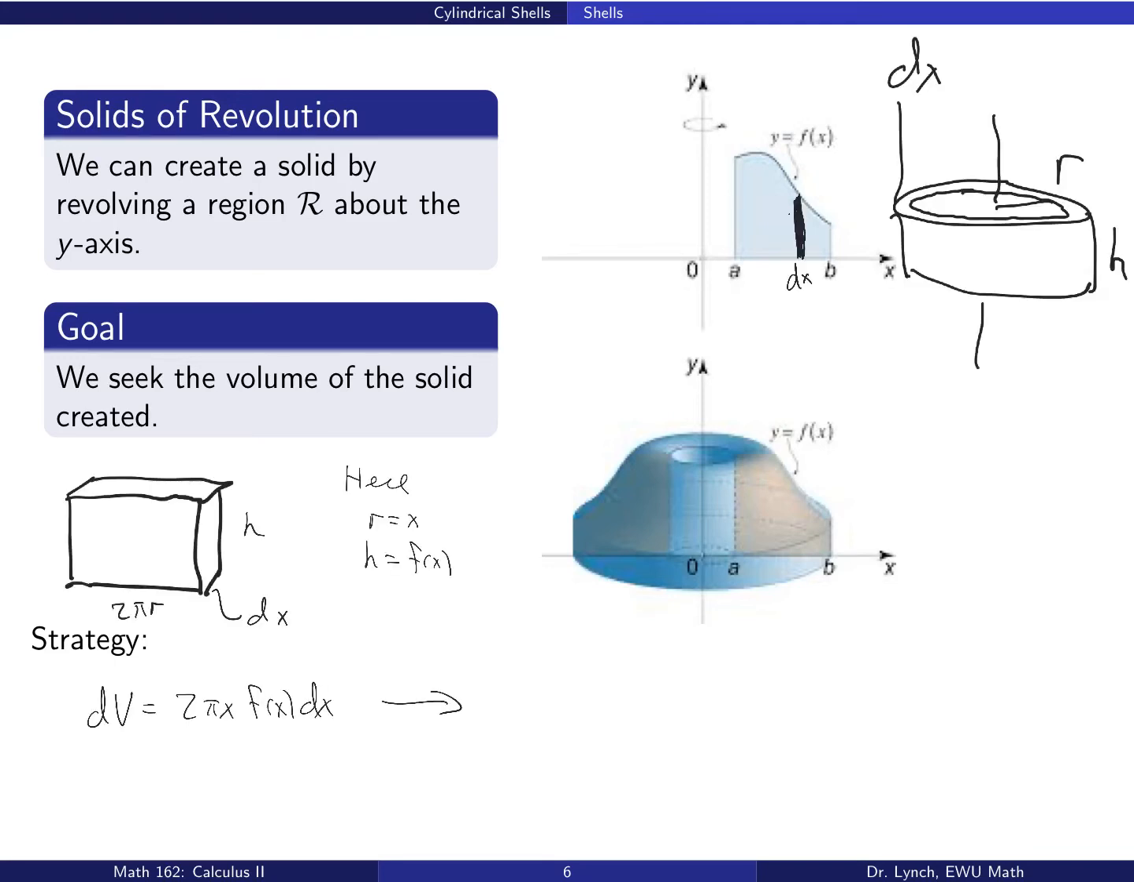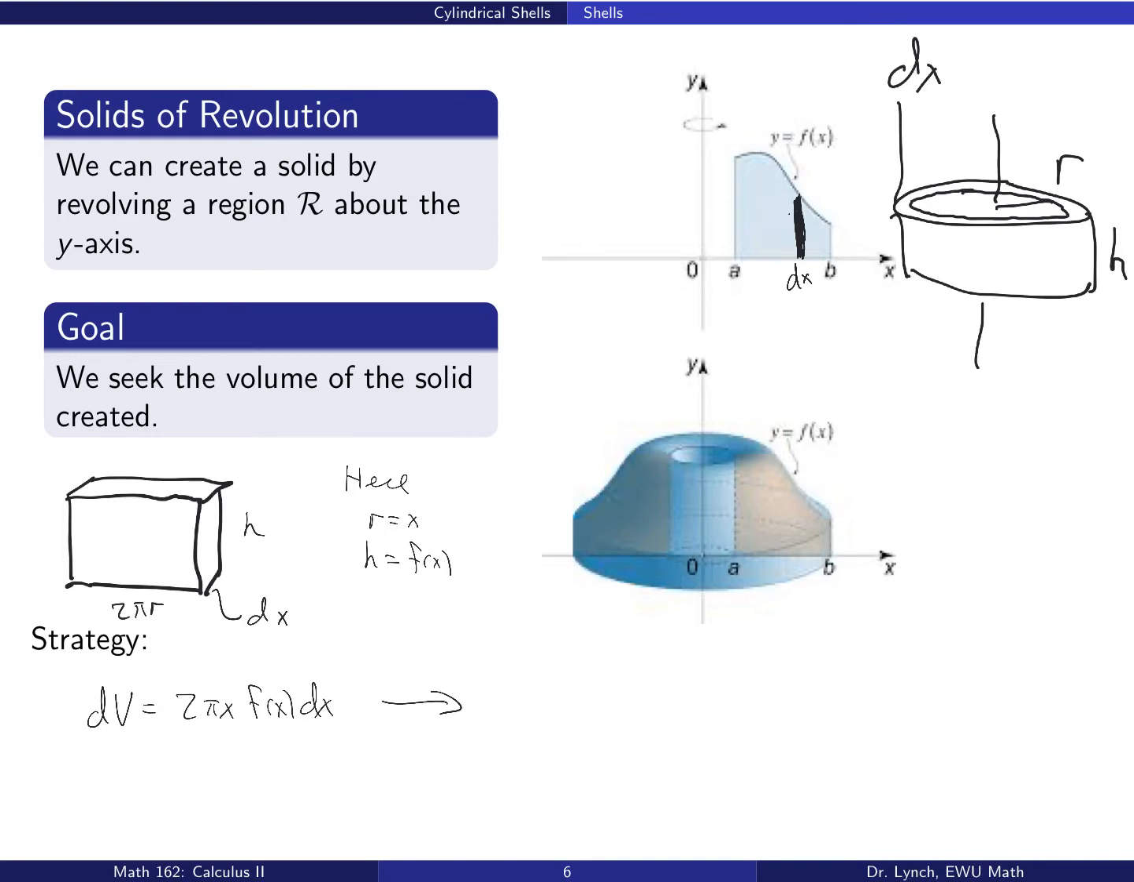So our cylindrical shell with radius r, height h, a little bit of thickness dx. Magical mathematical scissors slice that open to obtain a little piece of paper with width 2 pi r. Again, that's the circumference of the shell, height h, and thickness dx. In this case, the radius is given by x, the height is given by the function f of x. The little bit of volume, therefore, is 2 pi x times f of x dx.